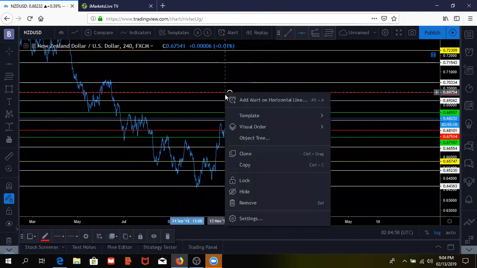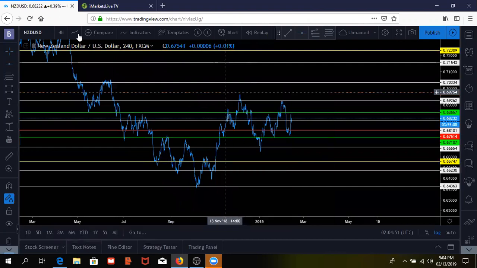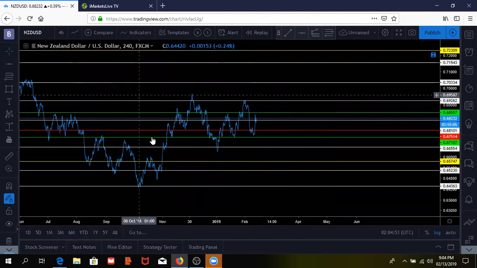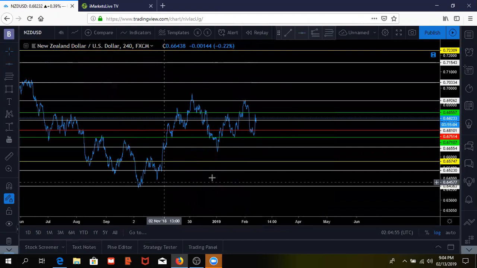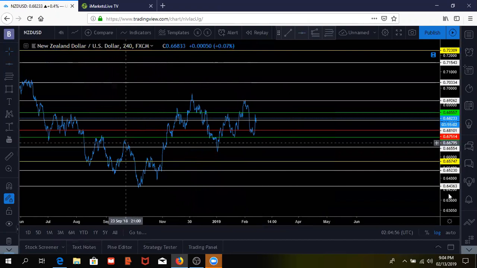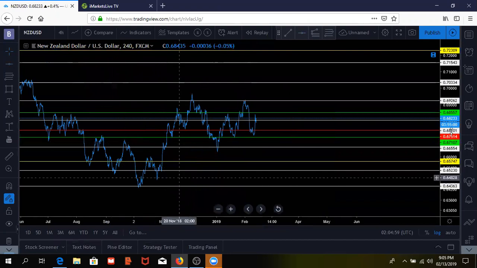So for example, when I change it back to a candlestick like this, let me see, like this gap right here that you see right here. Let me zoom in so you all can see.